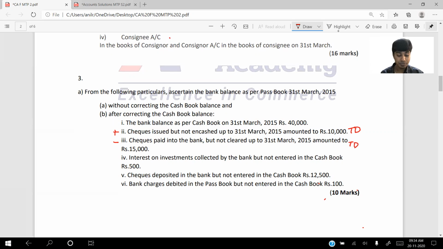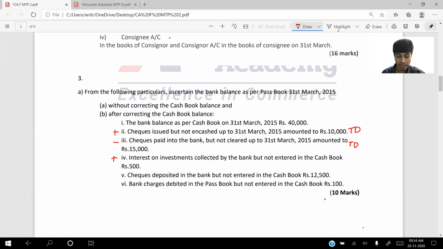Perfect. Next, interest on investments collected by the bank. So banker has collected the interest. So banker would have increased my passbook balance, whereas the entry is not made in the cash book. Where am I making changes? Cash book. What is it that I have to do? I would have to increase it. How? Add.